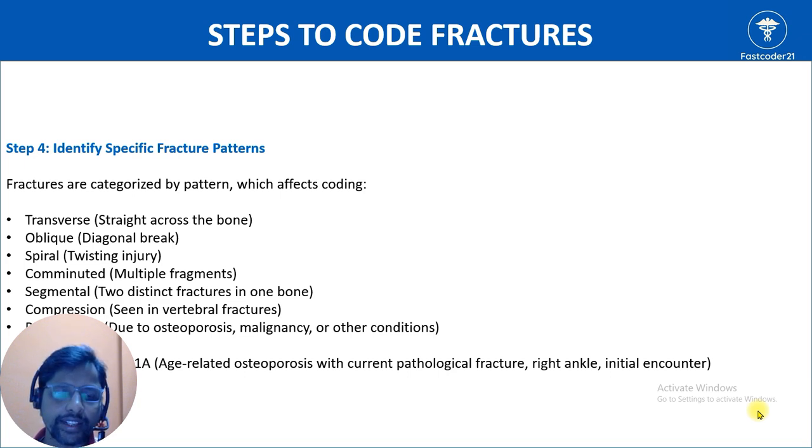So what matters here? For example, in the operative report, if you see comminuted, comminuted means multiple fragments. Here you need to understand the physician is telling you it is a multiple fragment fracture. For example, in the operative report, you will see a transverse fracture. So what is a transverse fracture? It is straight across the bone.